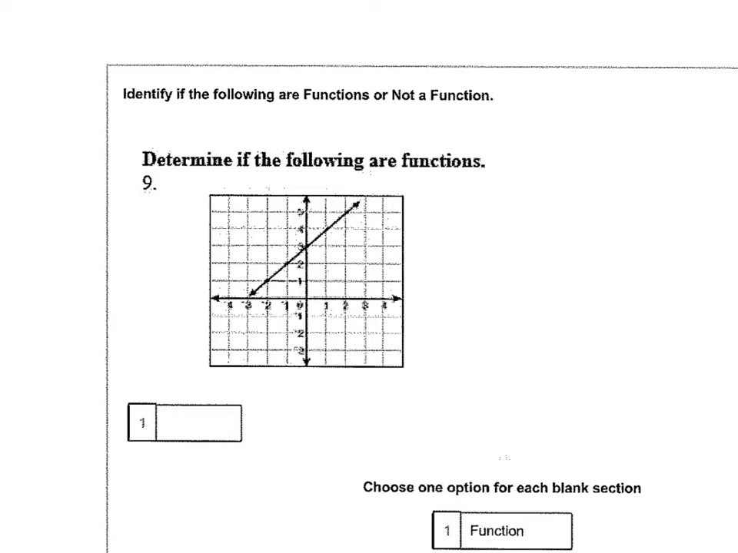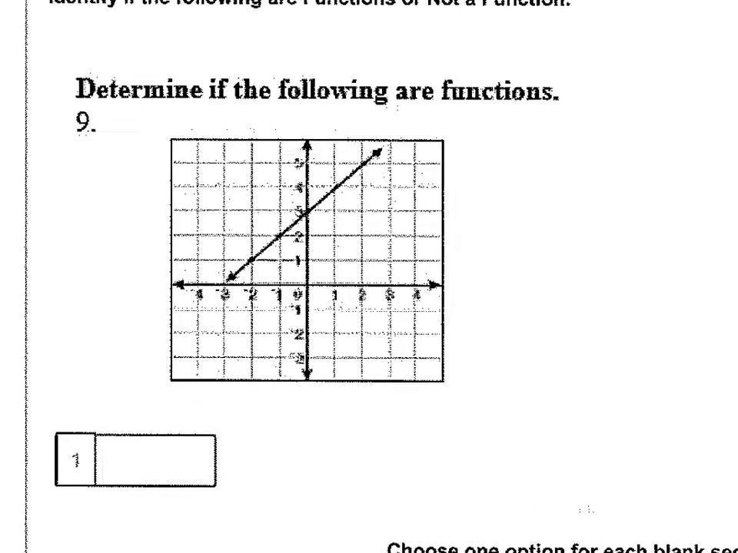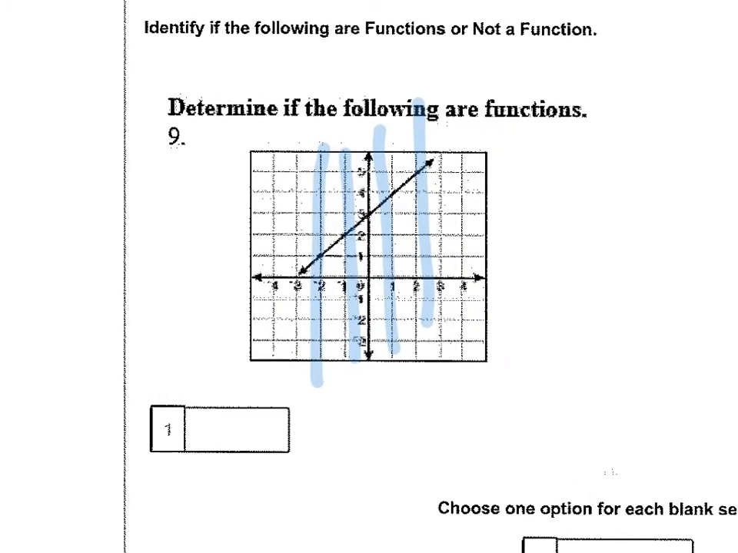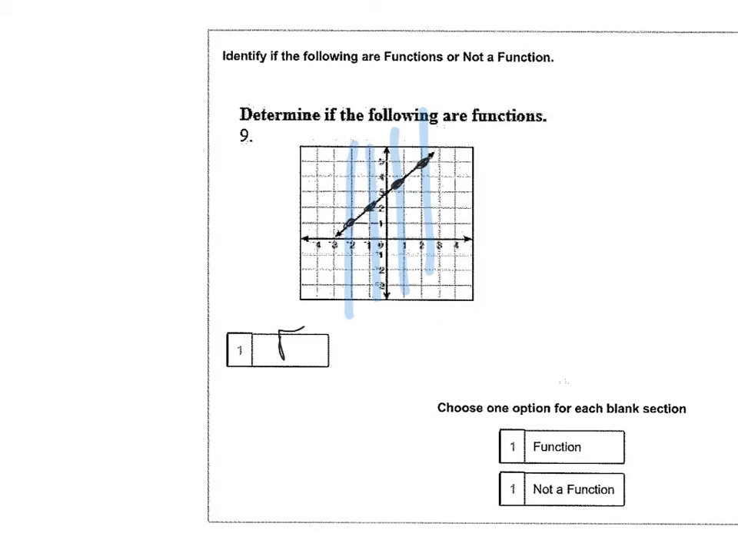Okay, the next set of questions are identifying if the following are functions or not functions. Okay, remember if it's a graph and we're deciding if it's a function or not, we can use the vertical line test, which just means we would draw a vertical line, so a line straight up and down, anywhere on the line or the drawing that they give us. And if that line does not cross ours more than once, then that means it is a function. Okay, so I drew 4 lines, and it didn't cross mine more than once on any of those. So that means this guy is going to be a function.